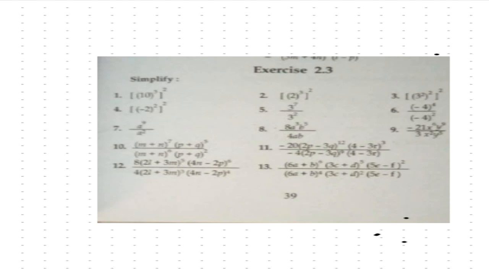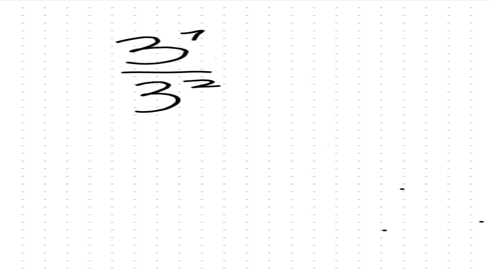So let's begin. Over here on my screen you can see exercise 2.3, and from this exercise we're just going to solve questions 5 to 7. So let's see what the question is. 3 raised to 7 divided by 3 raised to 2 is the question for question number 5. In order to solve these questions, we need to revise the concept of the laws of indices, and from those laws, we're going to emphasize the law of quotient of power.